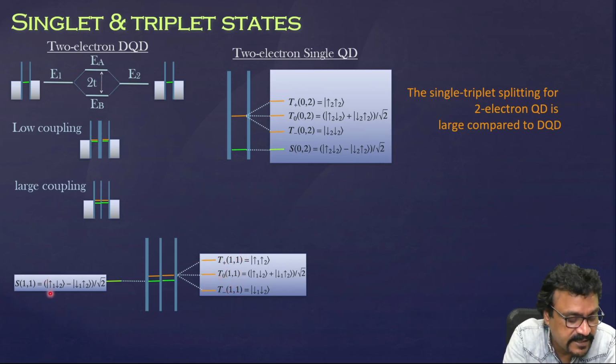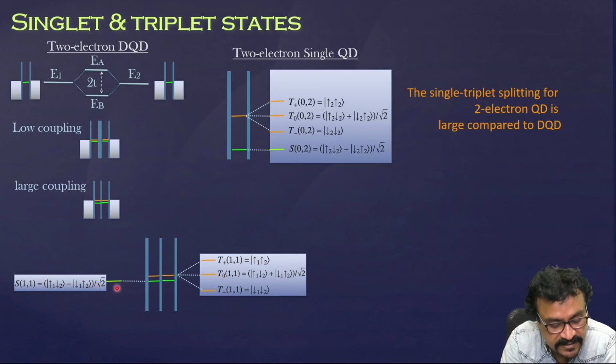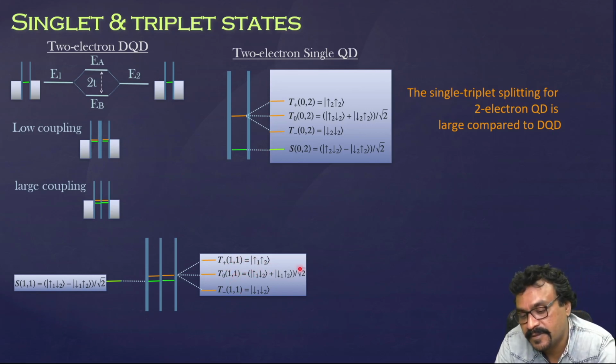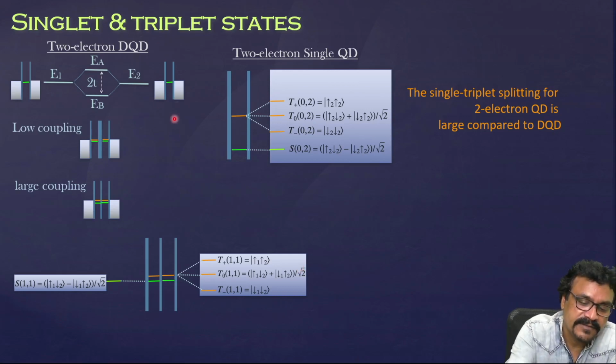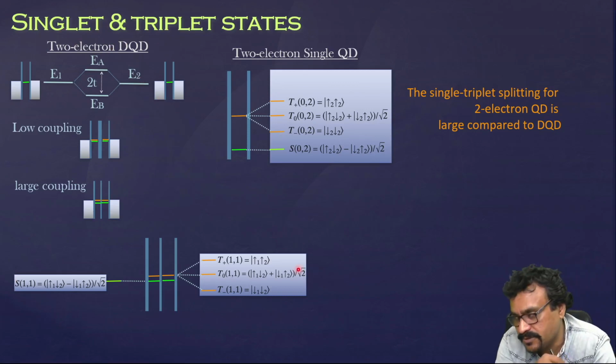The singlet state is up down minus down up, an antisymmetric state. The triplet state is a symmetric state, where exchange does not change the sign. So, the triplet is up up, down down, and up down plus down up. This is the singlet-triplet state of 2 dots, that means 2 electrons, 2 dots.